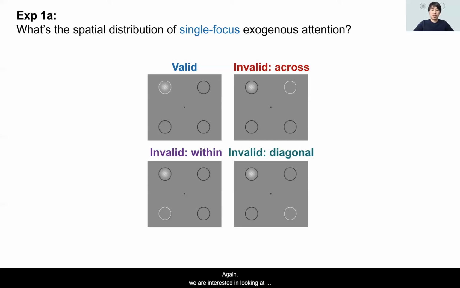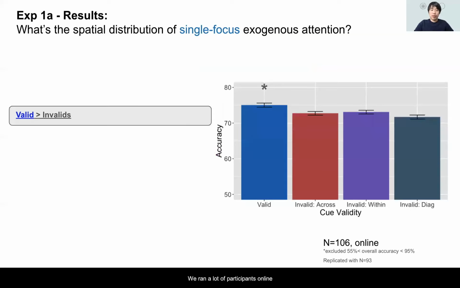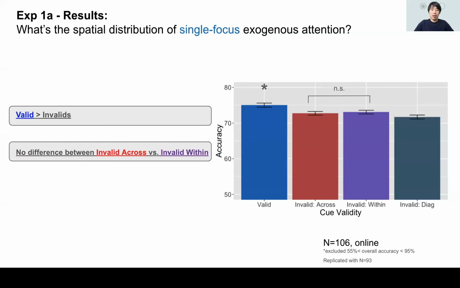Again, we are interested in looking at the spatial distribution of single focus exogenous attention here. For example, do visual cues only enhance the exact cued location, or does it spread to other locations, possibly more within a hemifield than across hemifields? We ran a lot of participants online and excluded anyone with lower than 55% or higher than 95% overall accuracy. The data shows that first, valid condition resulted in better performance compared to any of the three invalid conditions. And when comparing invalid across and invalid within conditions, we found no significant difference.